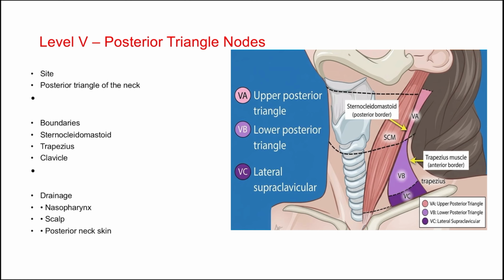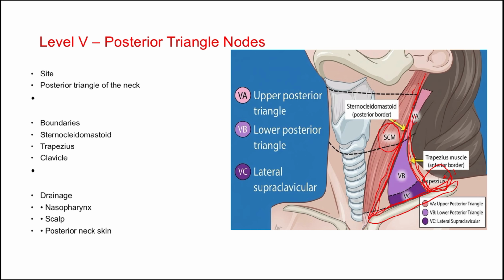As I told earlier, the level 5 lymph nodes are located in the posterior triangle of the neck. The posterior triangle of the neck is bounded anteriorly by the sternocleidomastoid muscle, its posterior part, and the anterior part of the trapezius muscle. This is the trapezius, this is the sternocleidomastoid muscle. The posterior border of the sternocleidomastoid muscle makes the anterior boundary of this posterior triangle, and the anterior border of the trapezius muscle makes the posterior wall of this triangle, whereas the lower portion of this triangle is made by the clavicle.